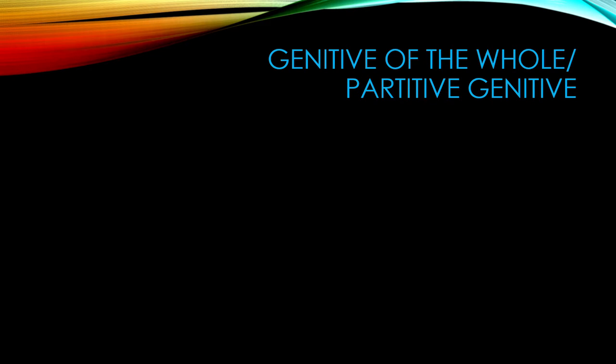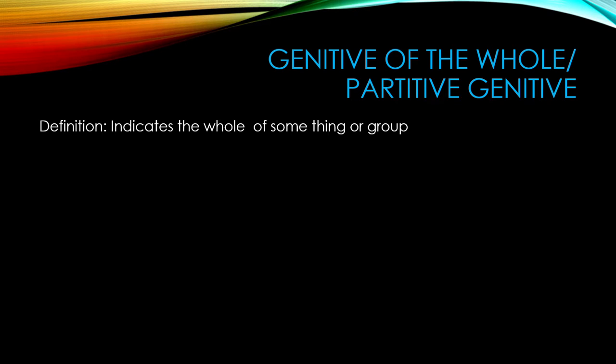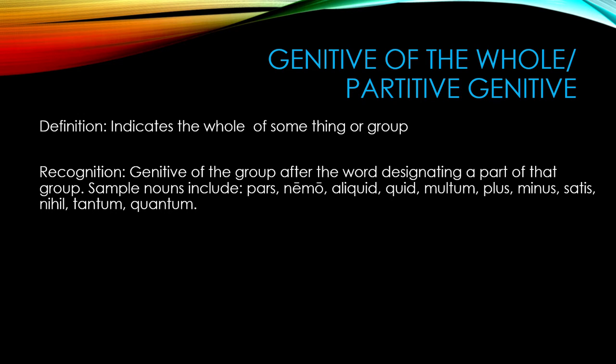This chapter also introduces 3 new noun uses. The first of these is the genitive of the whole, which is sometimes called the partitive genitive. The partitive genitive is used to indicate the group or whole that an element comes from. It is recognized as a genitive followed by the noun indicating the part. Some examples of these parts include pars, which means part, nemo, which means no one, aliquid, which means some, quid, which means what, multum, which means much, plus, which means more, minus, which means less, satis, which means enough, nihil, which means nothing, tantum, which means so much, and quantum, which means how much.